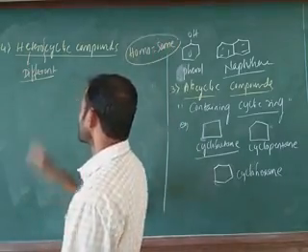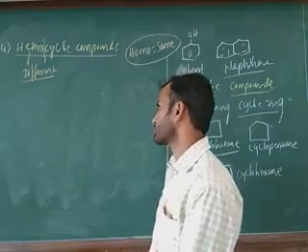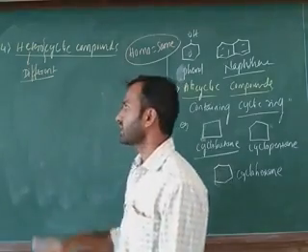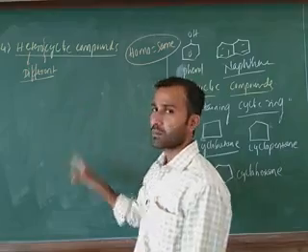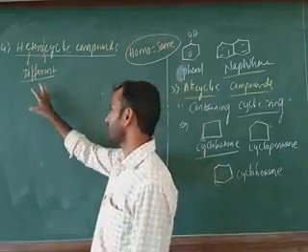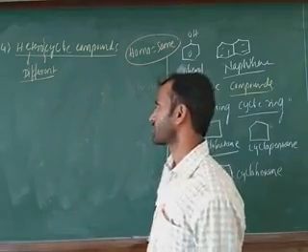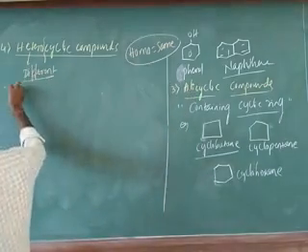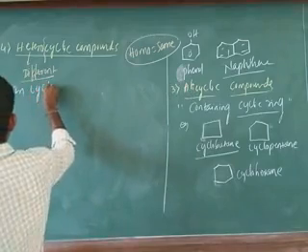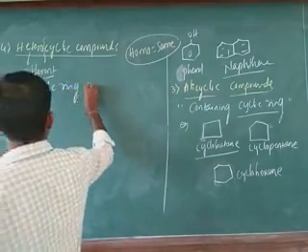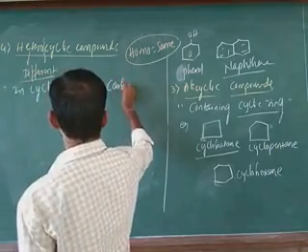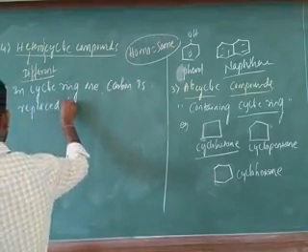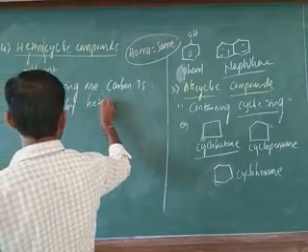Okay. Heterocyclic compounds are the compounds containing a cyclic ring, replacing one carbon atom by a heteroatom. In the cyclic ring, one carbon is replaced by a heteroatom. That indicates heterocyclic compounds. I am going to write: in a cyclic ring, one carbon is replaced by heteroatom.